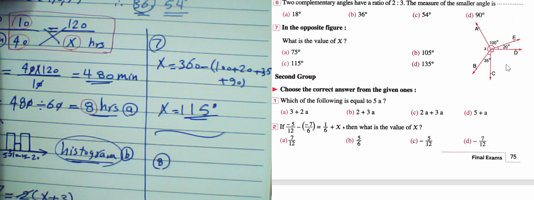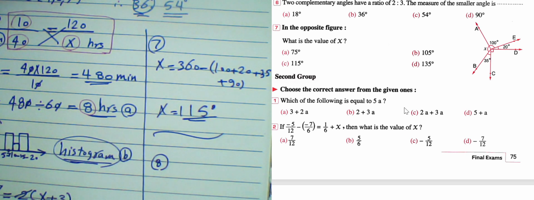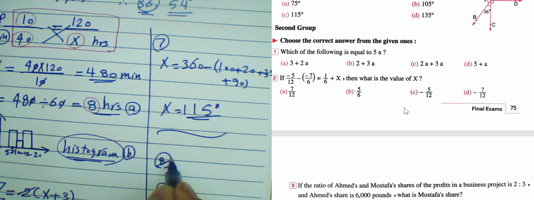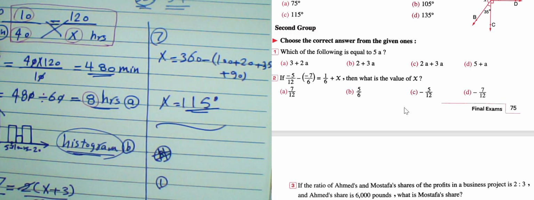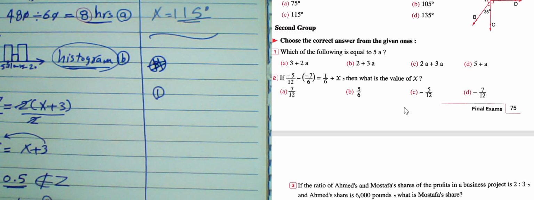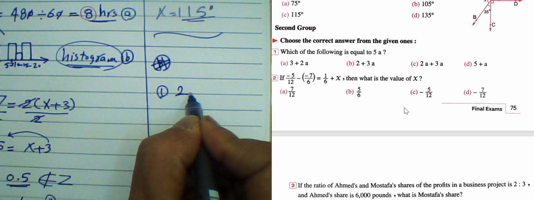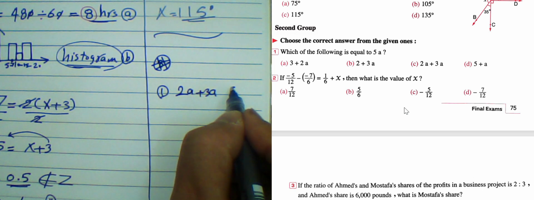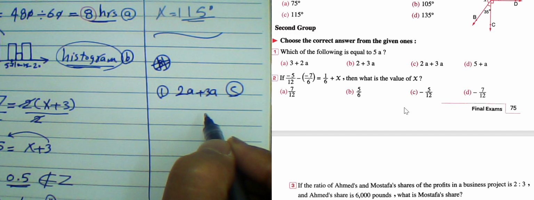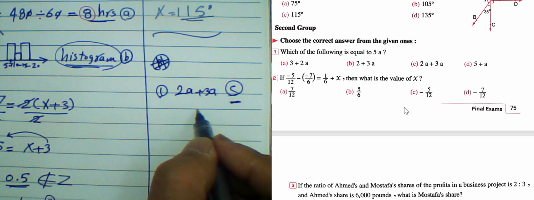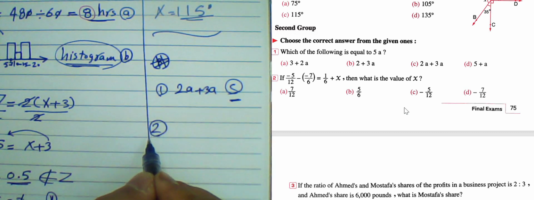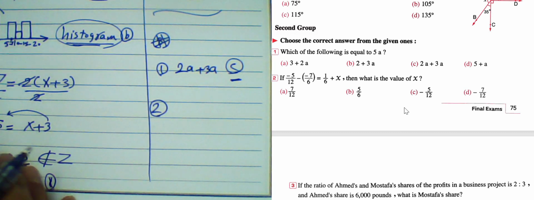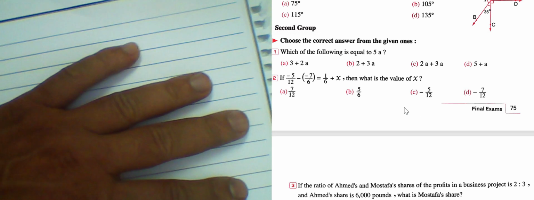And what about the next question? Which of the following equals 5a? Number 1, about the second group, the value of 5a is 2a plus 3a. Choose letter C. 2a plus 3a equals 5a. Choose letter C.